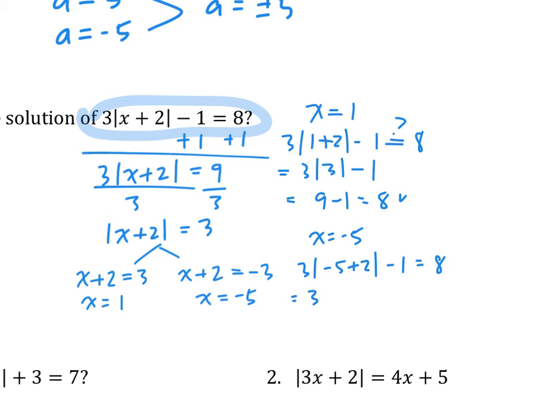So minus 5 plus 2 is minus 3. I'm sorry, I forgot a question mark there. So that's going to give me a positive number because it was in the absolute value. So this equals 8. So that works as well. So that means both of them are correct answers.